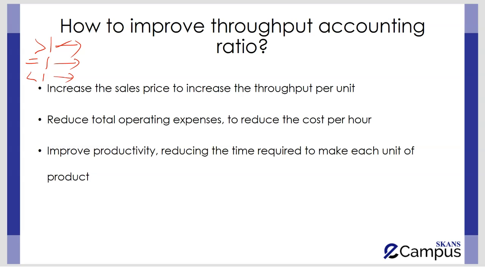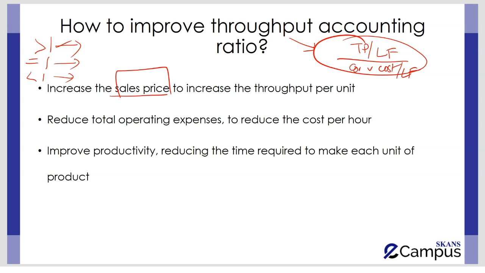Now, how to improve the throughput accounting ratio for the individual products and for the company or factory overall? Again, you need to keep in mind the formula of the throughput accounting ratio, which is throughput per limiting factor divided by conversion cost or factory cost per limiting factor, right? Keeping this formula in mind, mathematically you can think about which elements will affect the throughput accounting ratio and how much. For example, if you increase the selling price, this will increase throughput per unit and eventually the throughput accounting ratio.